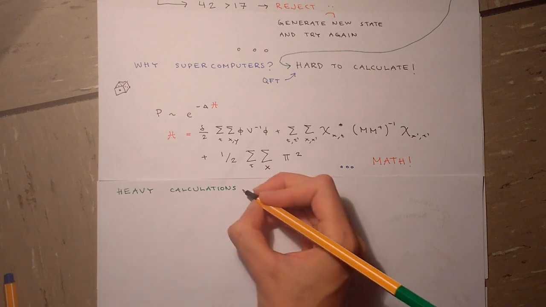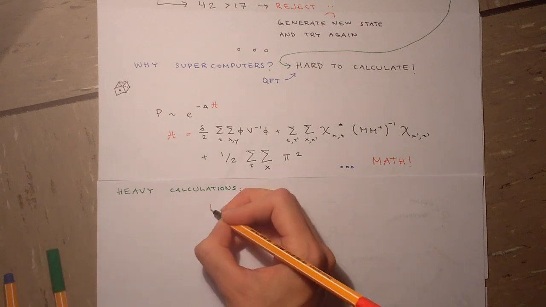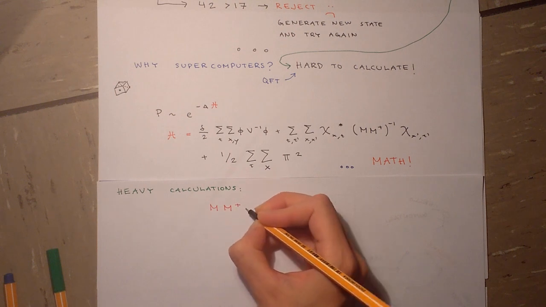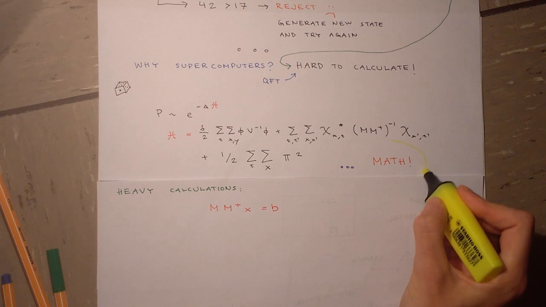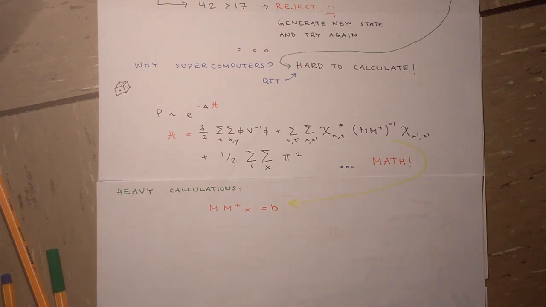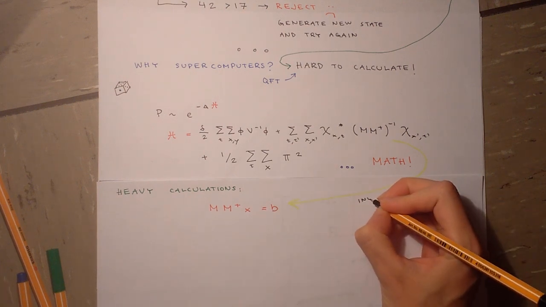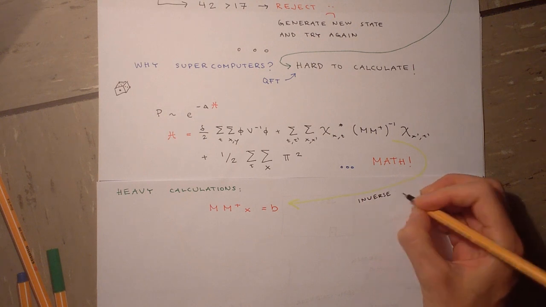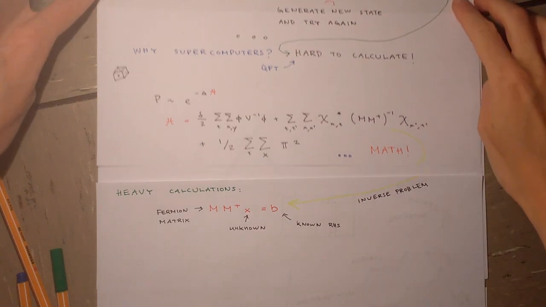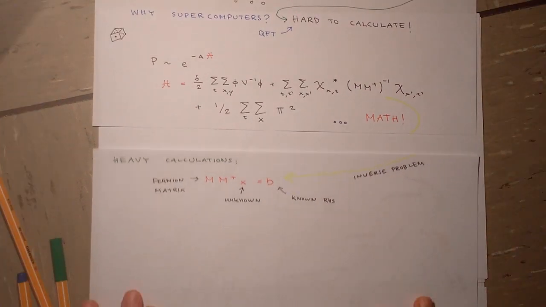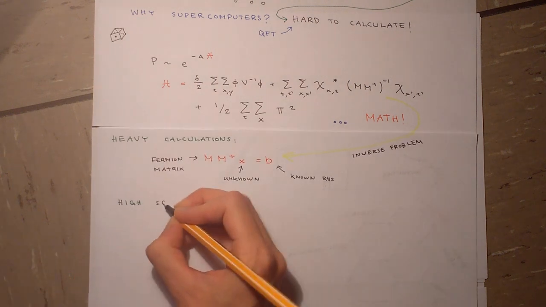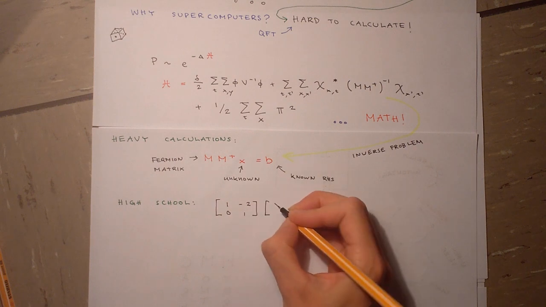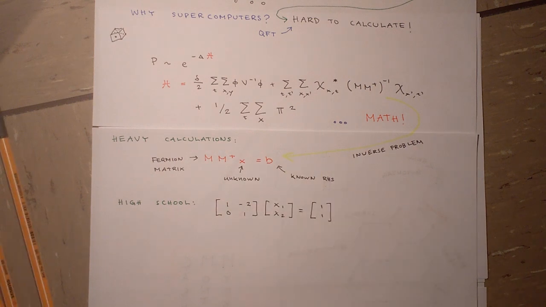The matrix we're considering is called M-dagger M, where M is the fermion matrix. Then there's this unknown vector x and a known right-hand side that we're going to call B for now. And as it turns out, for any kind of physically interesting Monte Carlo simulations, we're going to need to solve this equation over and over again for a different B every time.